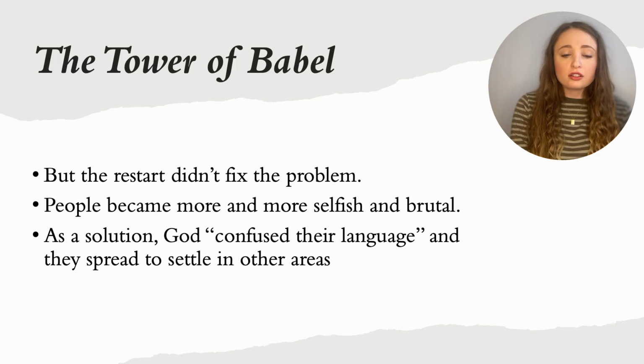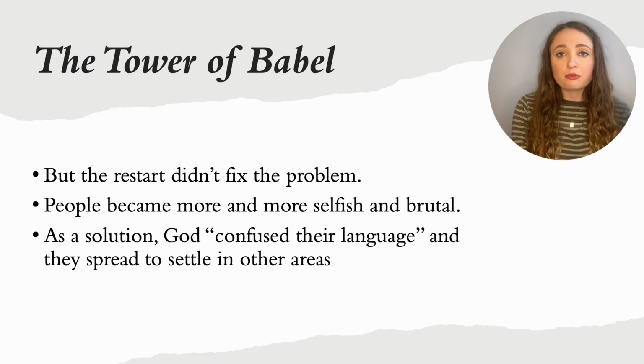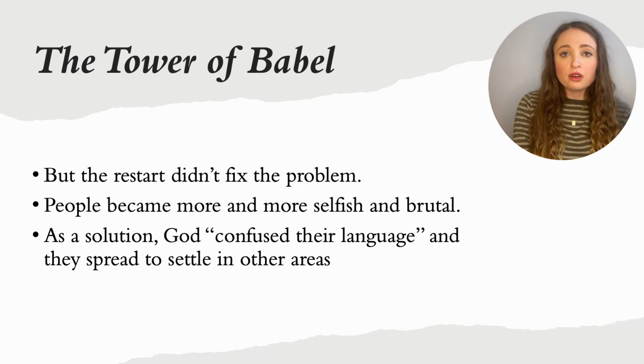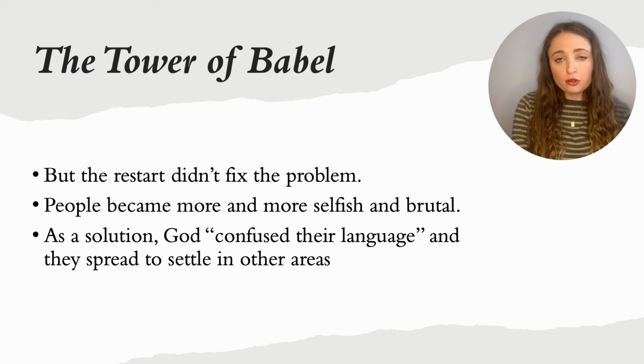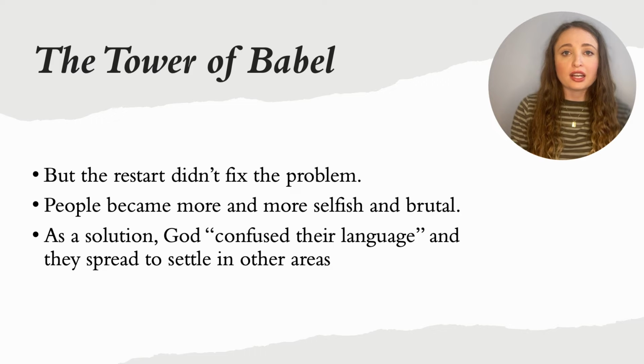So, as another solution, God confused their language. At that time, they were all speaking one language, and the goal of the Tower of Babel was that they were going to become more powerful and they were going to build a tower into the sky. And so, God confused their language, and as a result, they started to spread out into various communities.